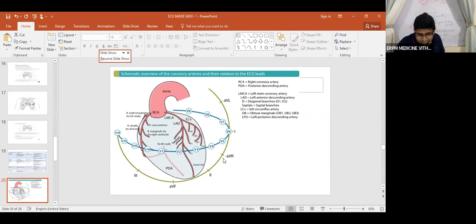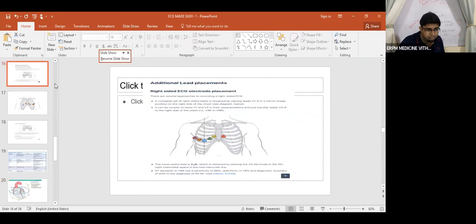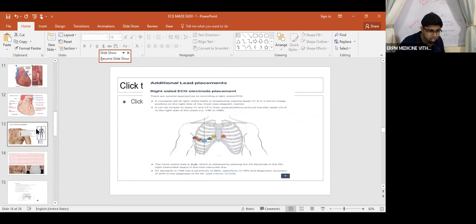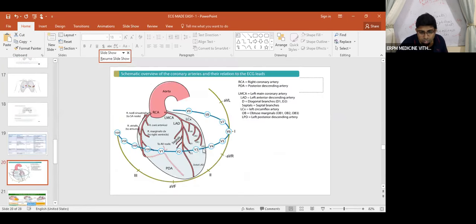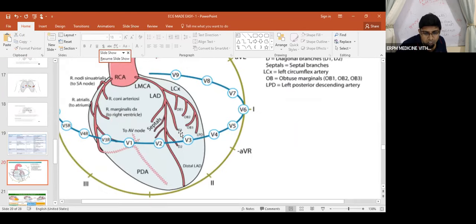If you look at these leads, you can imagine your heart is somewhere like this. These leads look at your heart like this. Then V3, V4, look here. V3, V4 mainly look at the anterior surface of the heart.